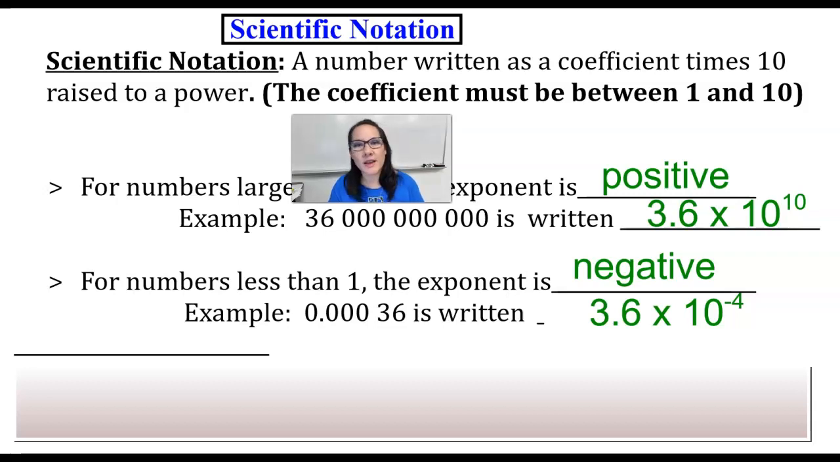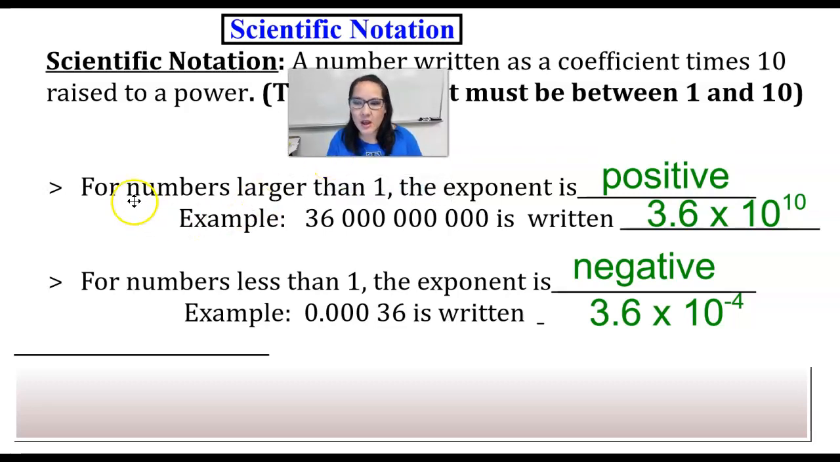Now we're going to focus on scientific notation. It's a number written as a coefficient times 10 raised to a power. The coefficient has to be between 1 and 10, greater than 1, less than 10. So if you have a number that's larger than 1, you're going to have a positive exponent. For example, this number, 36 billion, that's a very large number, way bigger than 1.